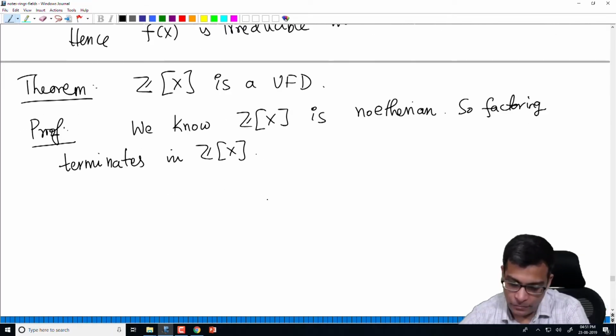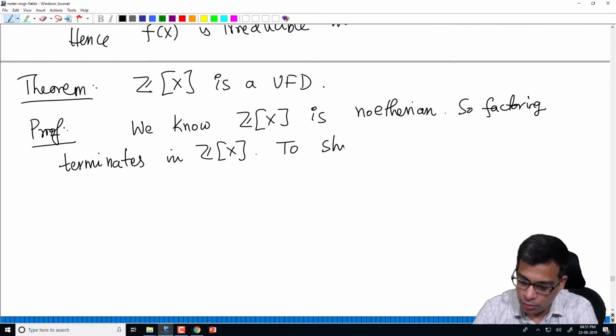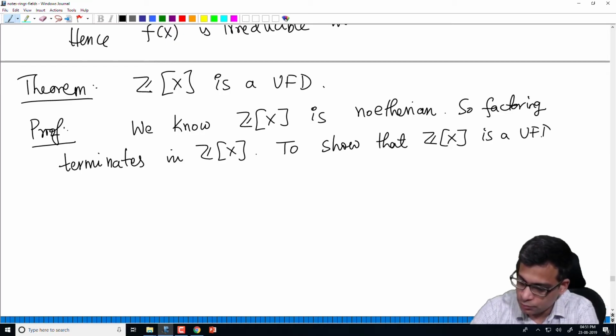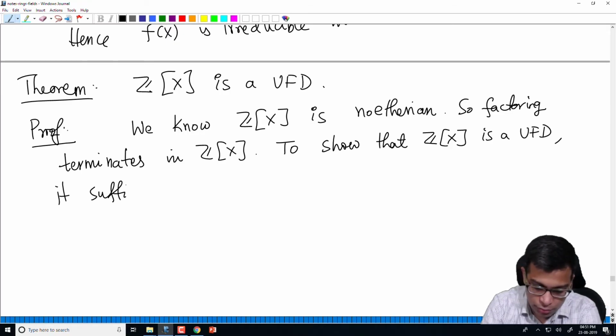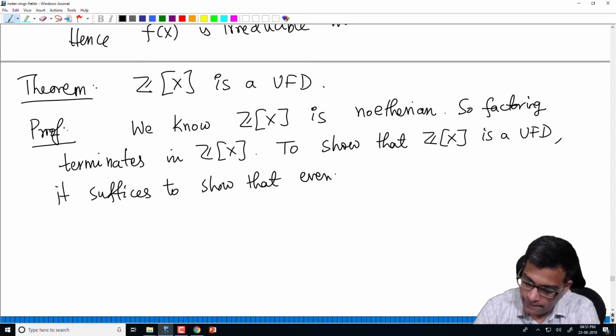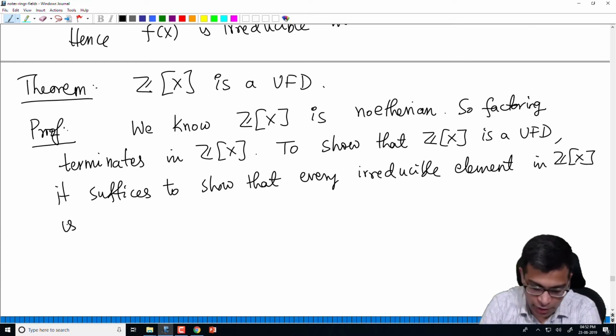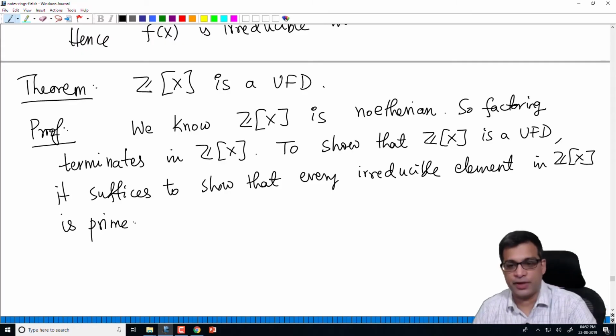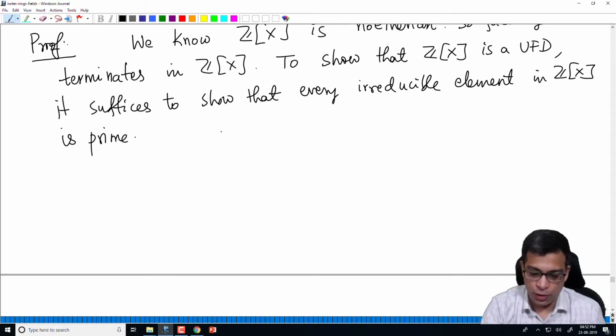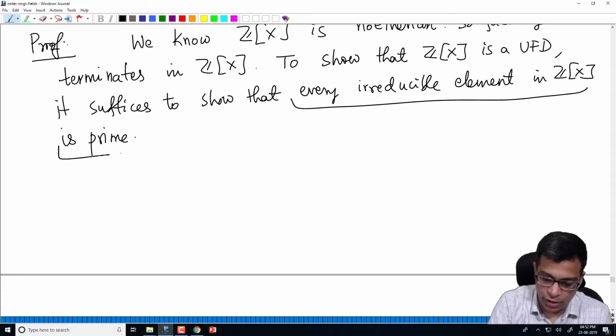So factoring terminates. So to show that Zx is a UFD, it suffices to show that every irreducible element in Zx is prime, right? This is also something we did in the previous video. In an integral domain where factoring terminates, that integral domain is a UFD if and only if every irreducible element is prime. So that's what we are going to show. So we are going to show that every irreducible element of Zx is prime.